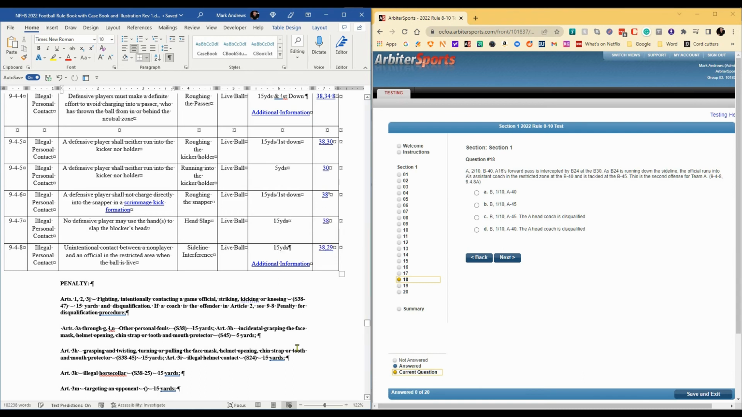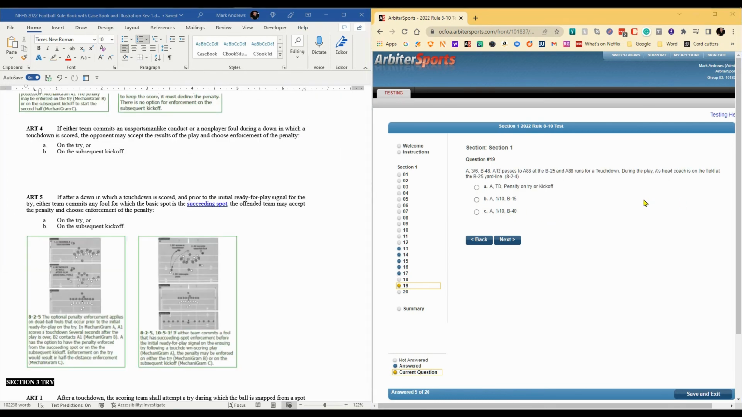All right, so basically what we're going to do is enforce from the end of the run, which is the B45. We are going to go 15 yards, and we are going to disqualify the coach. So the answer is D.